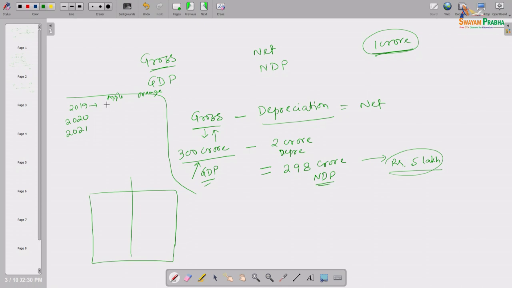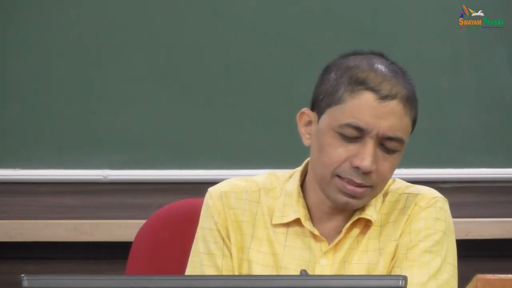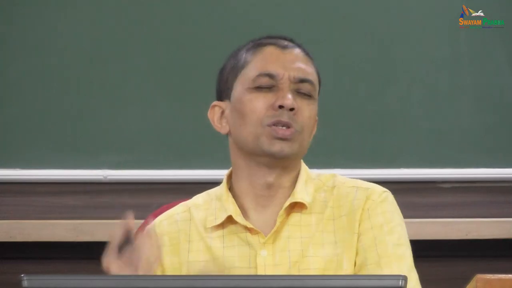So this is, suppose, 2 kg and this is, suppose, 1 kg. This is, suppose, 3 kg and this is, suppose, still 1 kg. This is, suppose, 1.5 kg and this is, suppose, 4 kg. This is the combination of apple and orange production by that country in these 3 years. It is a small country only producing 2 kg of apple and 1 kg of orange, right.